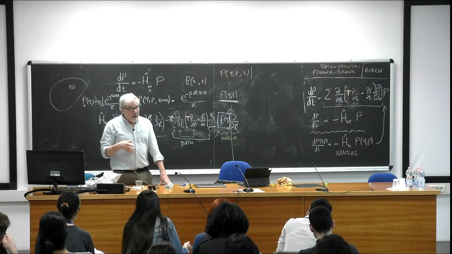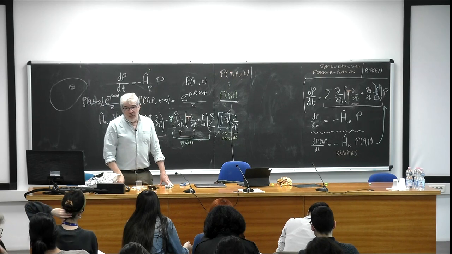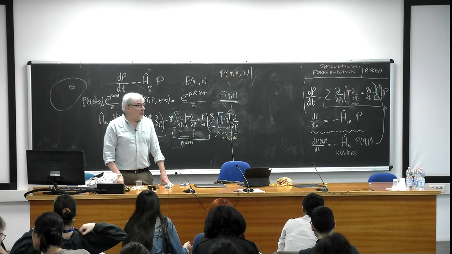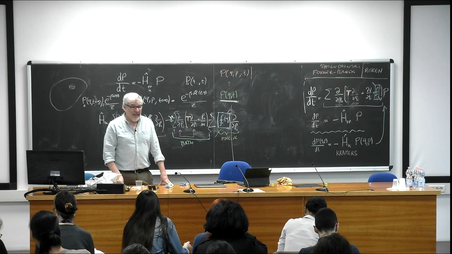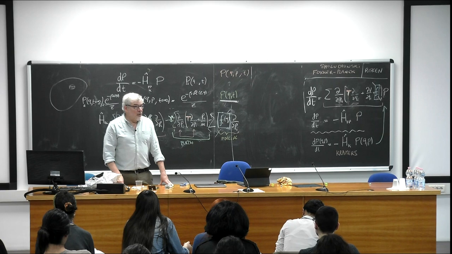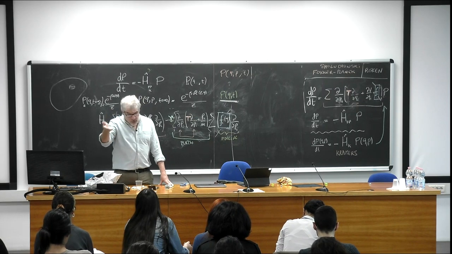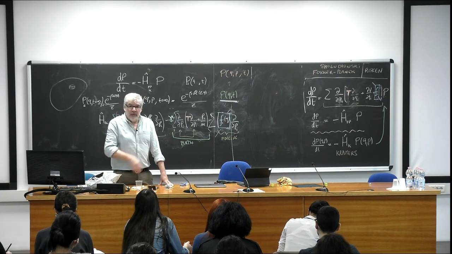What happens if there is an F that doesn't derive from a potential? Well, you're on your own. You have to solve the equation the brutish way. There's nothing you can do. There is no general rule for solving for the target distribution. There is going to be a target distribution, but you have to compute it brutally, solving the equations.